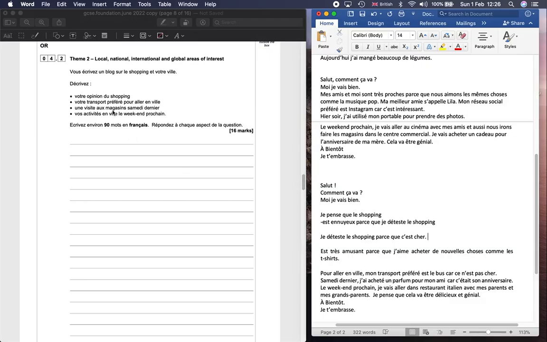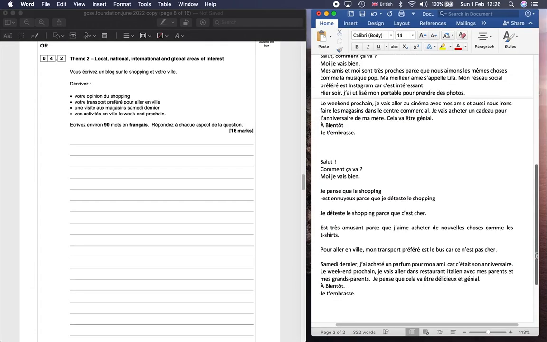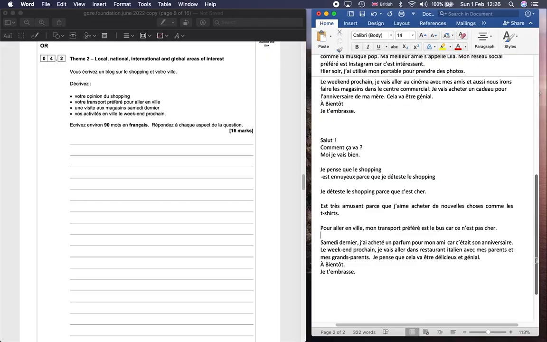Ah non, sorry, it's the transport. Votre transport préféré pour aller en ville. Pour aller en ville, mon transport préféré est le bus car ce n'est pas cher. To go to town, my favorite transport is the bus because it's not expensive. Ce n'est pas cher, it's not expensive.